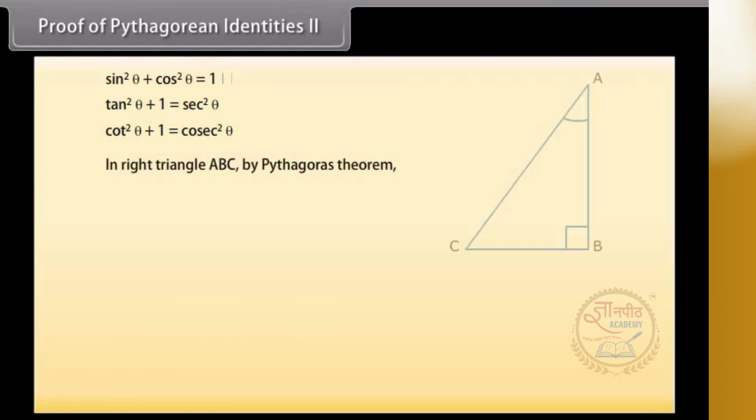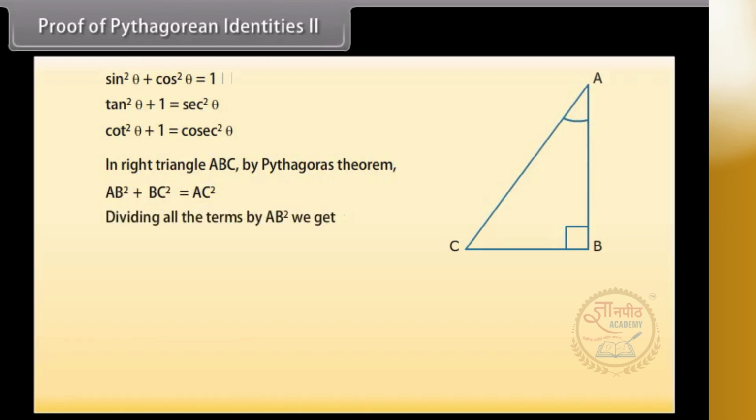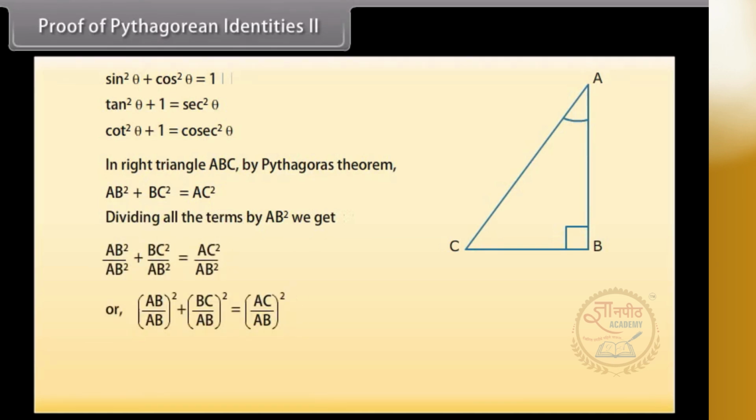Proof of Pythagorean identity 2. Similarly, we will prove these two identities. In right triangle ABC, by Pythagoras theorem, AB square plus BC square is equal to AC square. Dividing all the terms by AB square, we can write it as AB upon AB whole square plus BC upon AB whole square equal to AC upon AB whole square. That is, 1 plus tan square A is equal to sec square A. This is true for all A such that 0 degree is smaller than or equal to A, which is smaller than 90 degree.